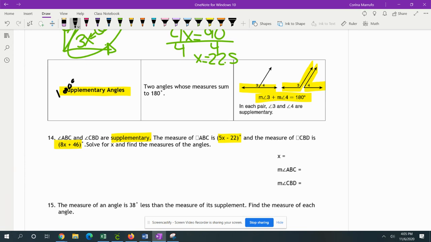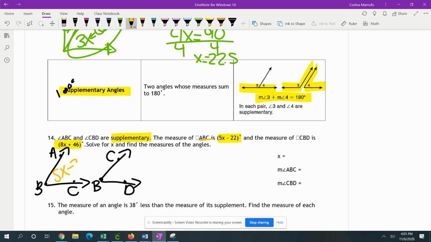Okay, so I'm going to go ahead and draw a picture. Here is A, B, C. There's my angle. Now we have a separate angle, which is C, B, D. And so they tell us, now this could have been connected as a linear pair. I chose not to connect it as a linear pair. But it still means the exact same thing. So ABC is 5x minus 22 degrees, and then 8x plus 46. And then it wants us to solve for x.